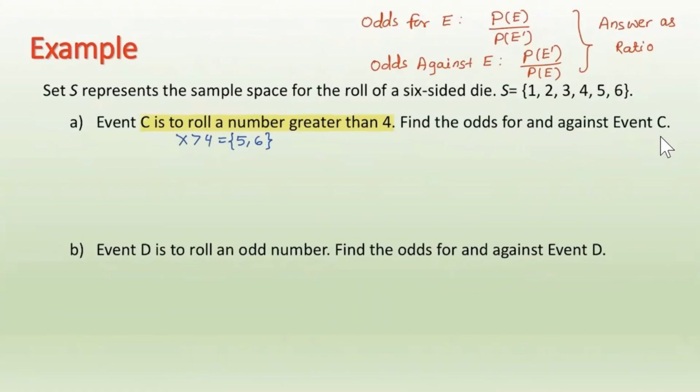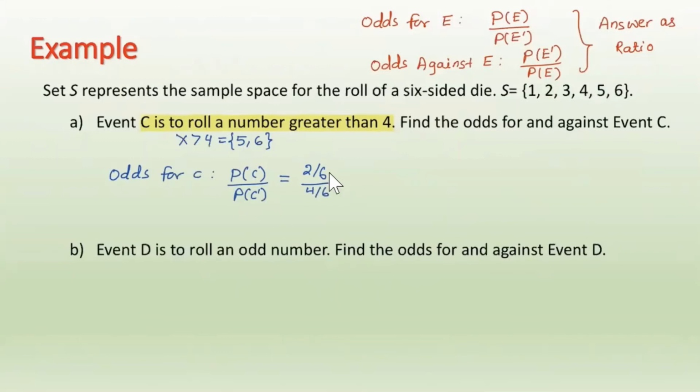So the first one is odds for C. Odds for C is probability of C divided by probability of not C. In this case, probability of C is to roll a number greater than 4, which will be 5 and 6. That is 2 numbers out of 6. That means the probability of not C will be 4 numbers out of 6.